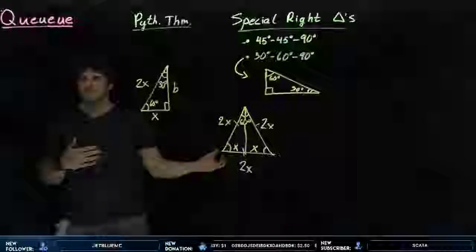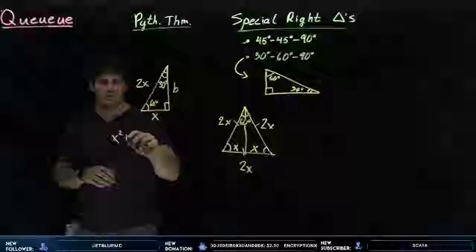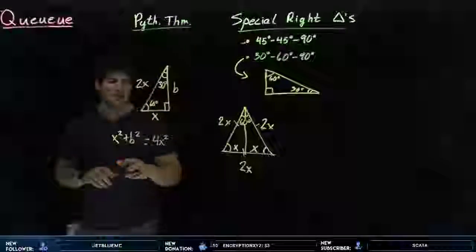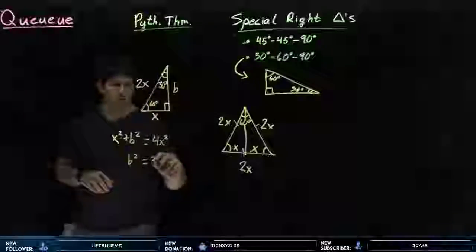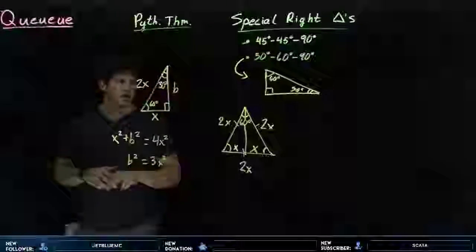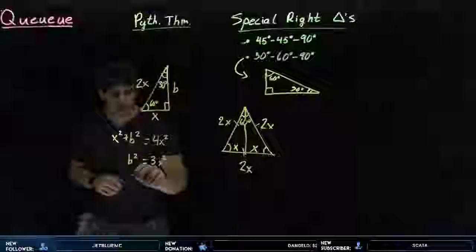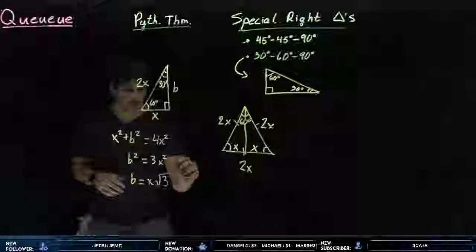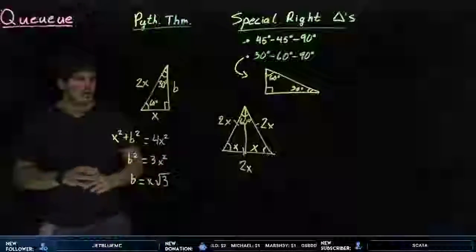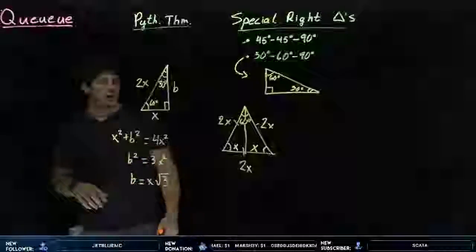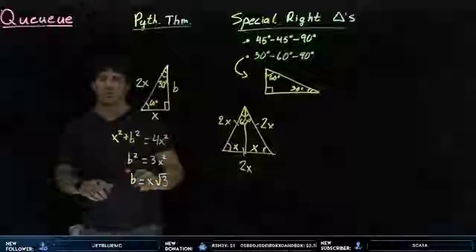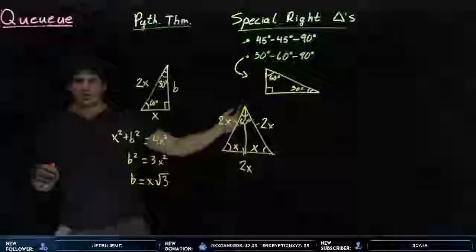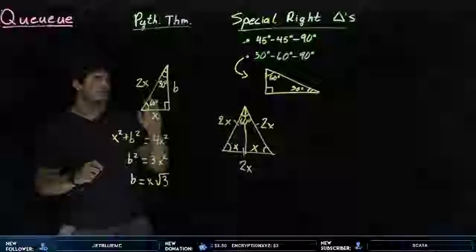And then what I should do to try to solve for B is use Pythagorean theorem. So I have x squared plus b squared equals 4x squared. I can subtract the x squared, so I get b squared equals 3x squared. And then in terms of b, I can just square root both these, so I get b equals x, which is whatever we had, multiplied by the square root of 3. So, an example here, if x was 1, this would be 1, 2, and the square root of 3. If it was 2, I'd have 2, 4, and 2 times the square root of 3, and it continues. All right, that's special right triangles.